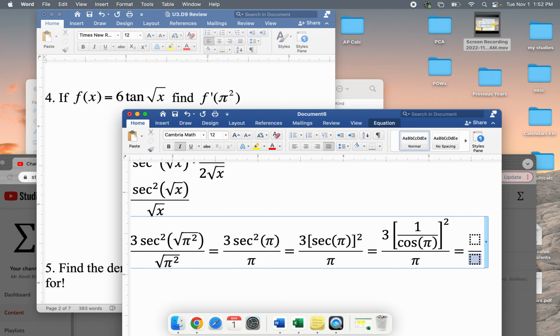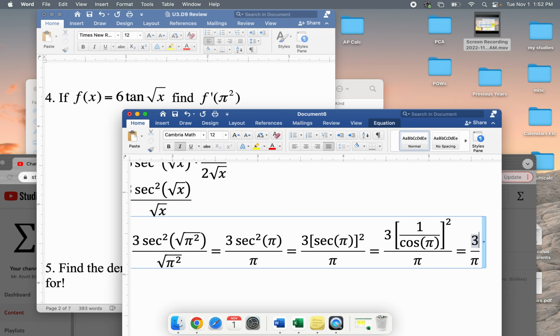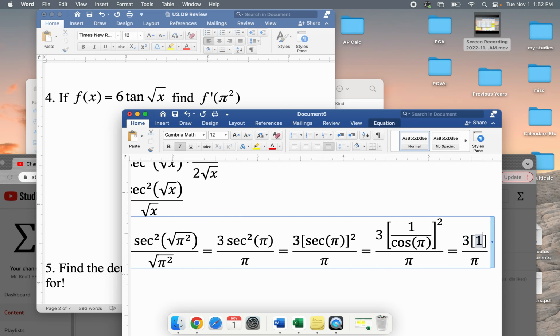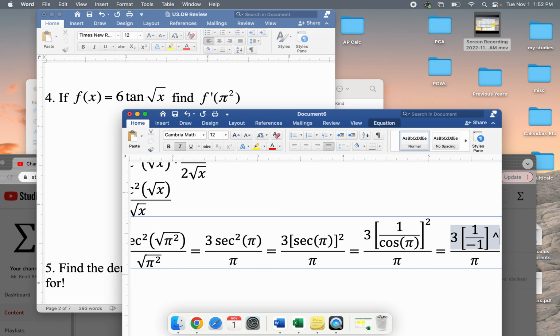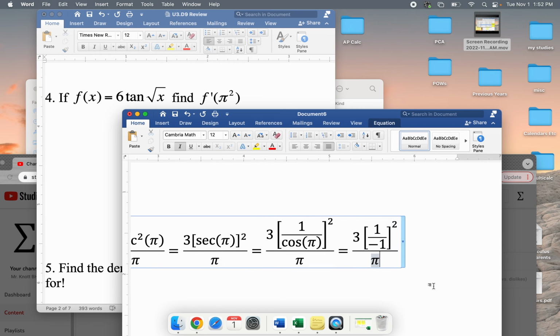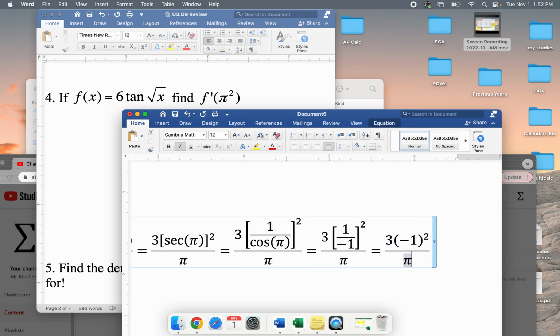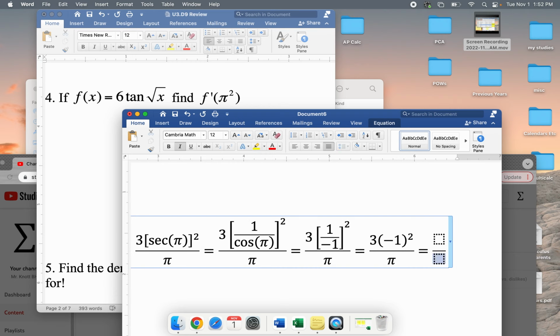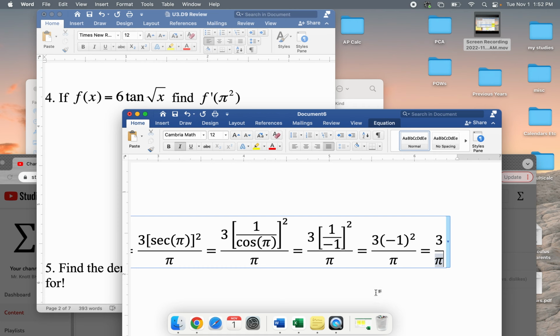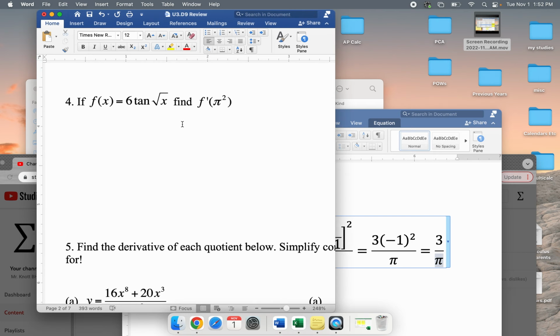So, okay, I can do that. What's cosine pi? I think it's -1. So this is 3 times 1 over -1, all squared. And yeah, okay, 1 over -1 is -1, so that's 3 times (-1) squared over pi. That -1 gets turned into a +1 by the square, so in fact it's just 3 over pi, assuming I didn't screw up anywhere.